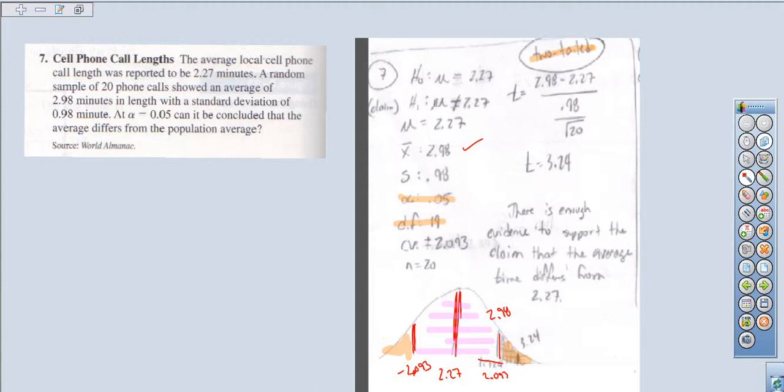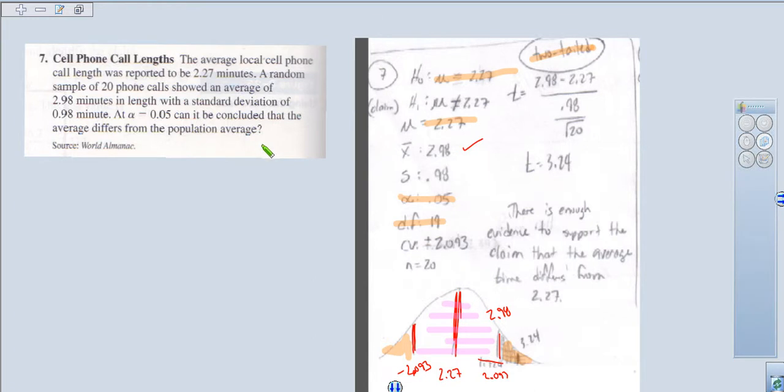Alright, so our problem here is that we come across this problem and it has been stated that the average time on the cell phone is 2.27 minutes. That's my average time. At the very end of this question, what we're trying to establish is, can it be concluded that the average is different from the population? That this sample is different? Is there enough evidence here to show that there's a difference going on? So my claim is to show that I'm not equal to the normal average.